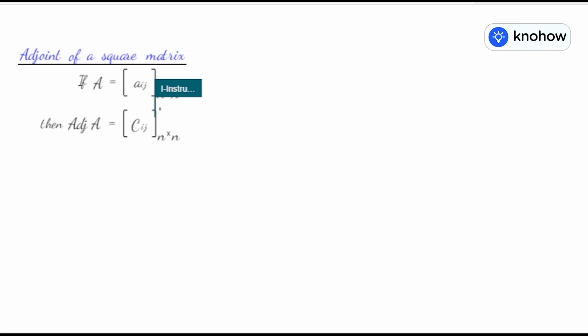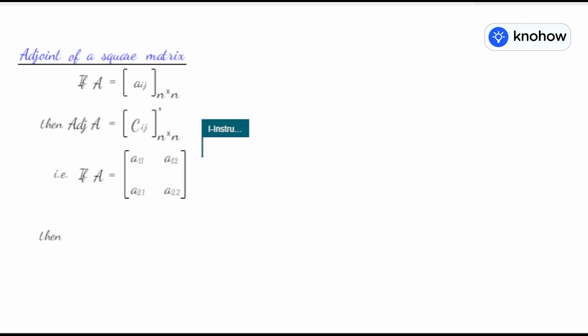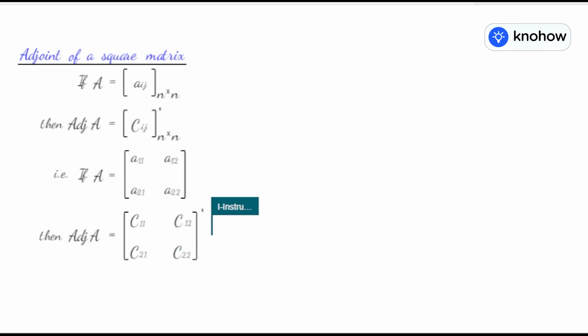For example, let me take a symbol in a broader sense. If the given matrix A is A11, A12, A21, A22 of second order, then adjoint A will be obtained if you replace each element with C11, C12, C21, C22 and take the transpose of it. That will be the adjoint of the matrix. Now let me take a numerical example.